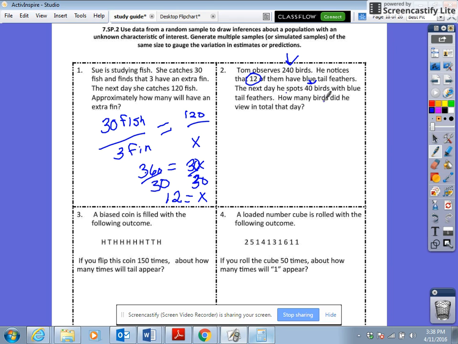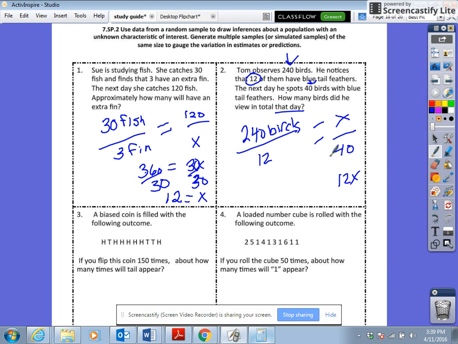Oh, yes, I'm so sorry. How many birds did he view in total that day? It's asking you to figure out how many birds the next day. So Tom observes 240 birds, and he notices 12 of them have blue tails. So what percentage of them have blue tails? So 240 birds, that is an ugly 40. 240 birds, and 12 of them had blue tails. Some number of birds, and 40 of them have blue tails. Okay. Same exact thing we just did.